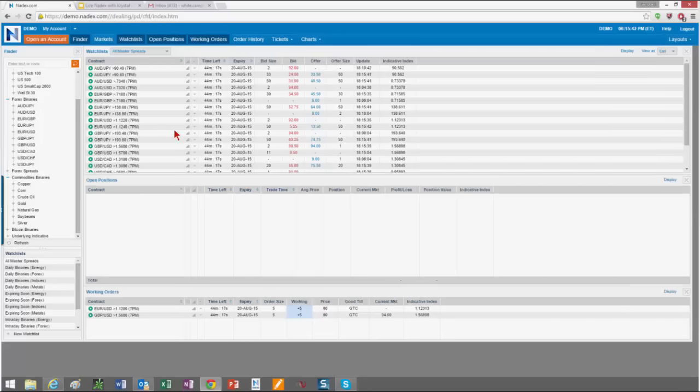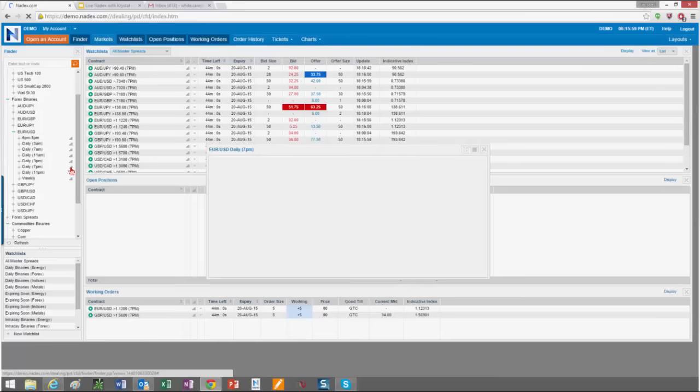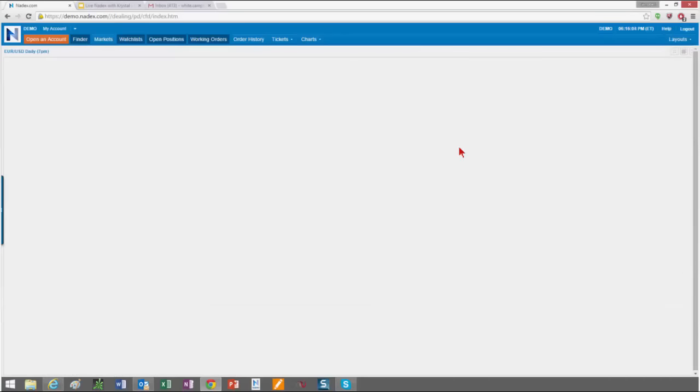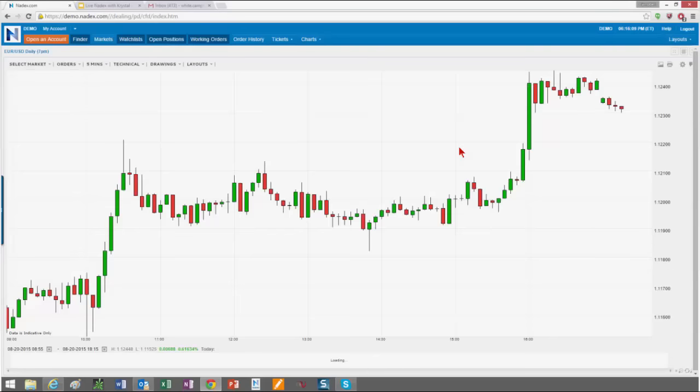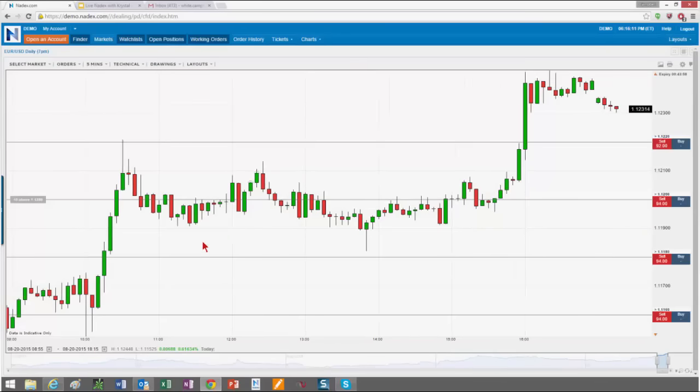The middle part up here is basically your watch list. You can take a look at various assets that are currently available, the bid offer spread up here. And then when you want to take a look at anything, I'm just going to go with the euro dollar right now. And at 7 p.m. expiration, I'll pull up the chart really quickly. And it's pulling up a 5-minute chart.